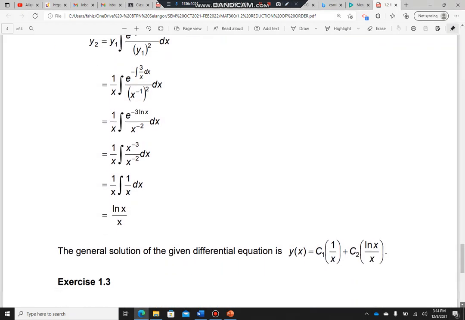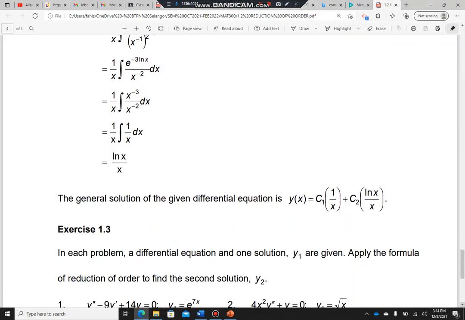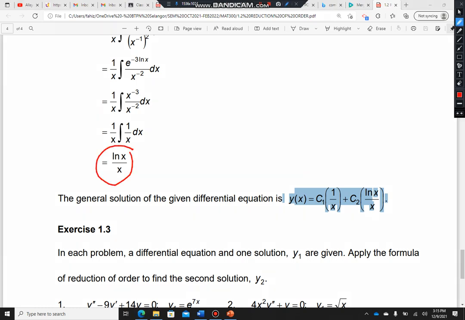okay, so the general solution of the given differential equation is, so cara nak tulis general solution, biasa soalan bila dia tanya general solution, yang ni kita just tahu yang ni adalah nilai untuk y2. So y1 dia dah bagi 1 over x. So kalau general solution, this one, maksudnya awak masukkan dalam formula C1Y1 plus C2Y2.